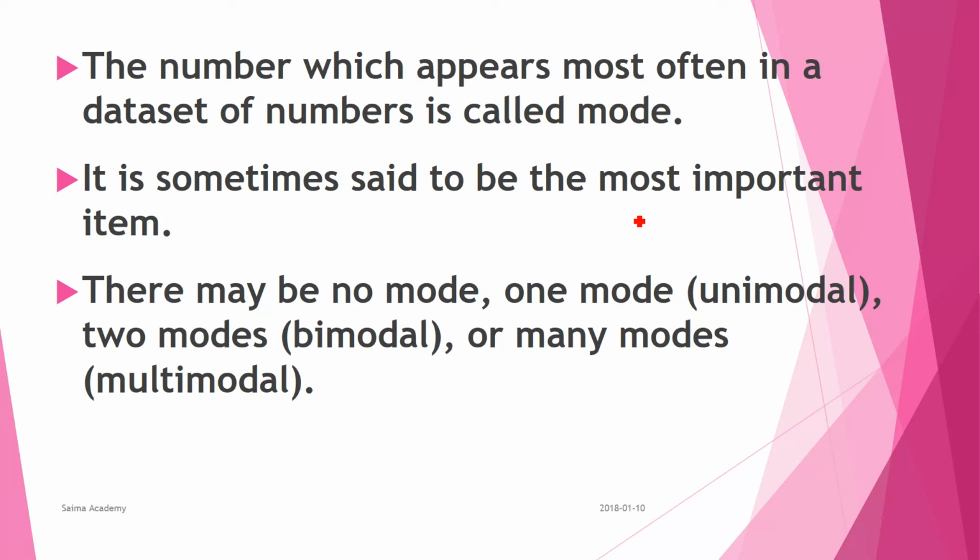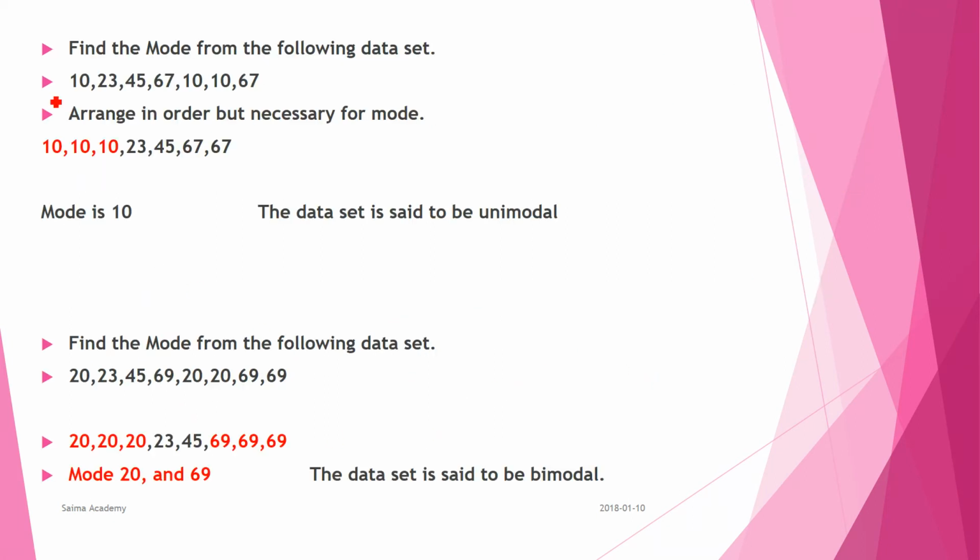I will explain in the next few slides how you have to find out mode. It is sometimes said to be the most important item. There may be no mode, and I will explain what that means. No mode, one mode, unimodal, two modes, bimodal, or many modes, multimodal, right? So we will discuss one by one.